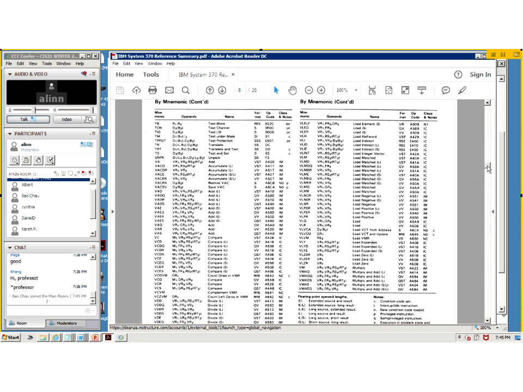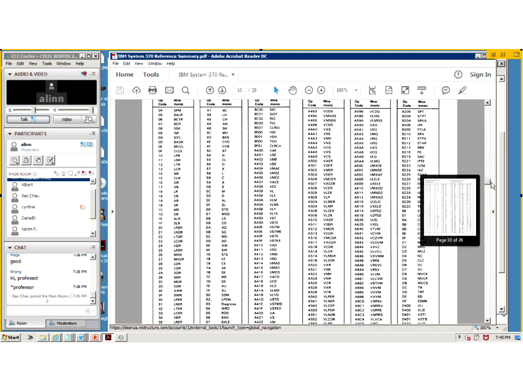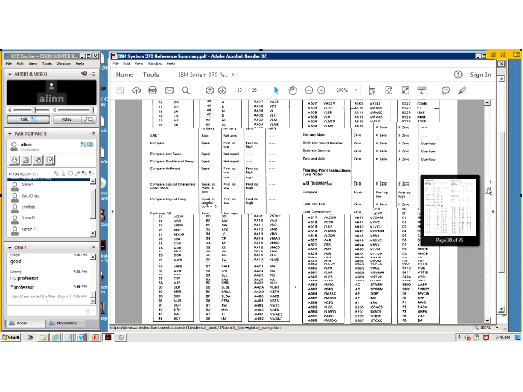So the other thing is, let me look down here. These are all the opcodes and the mnemonic, okay, because it's all in binary. So this would be the actual instruction code in binary and what it would mean.